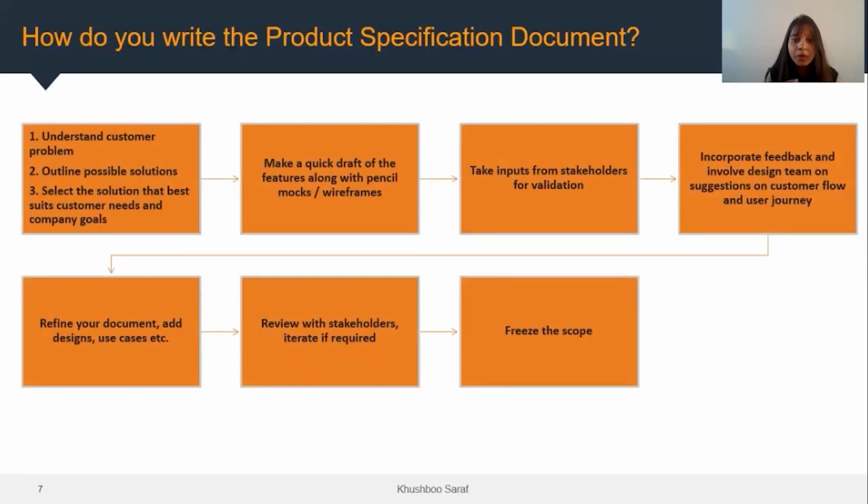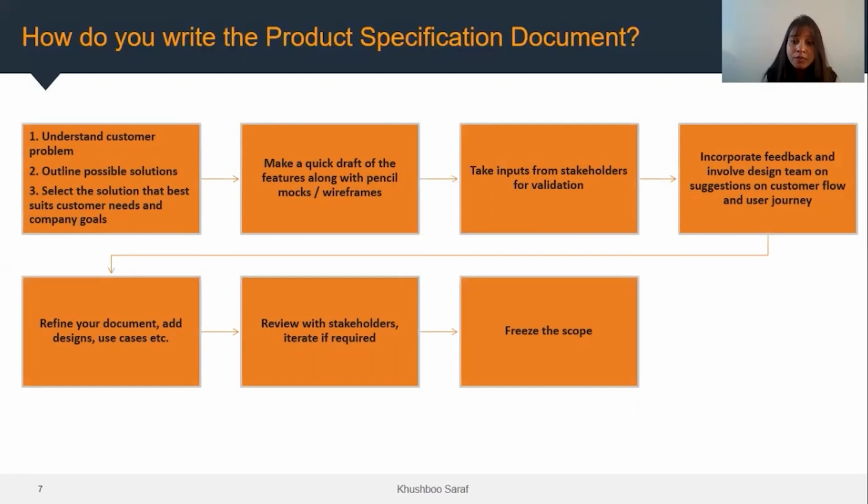goals. And you can make a quick draft of all those features that you have in mind, along with maybe rough pencil marks on a piece of paper or in a document, and take initial level review or inputs from the stakeholders. This is primarily to validate the sanctity of your idea and whether they're aligned on it.